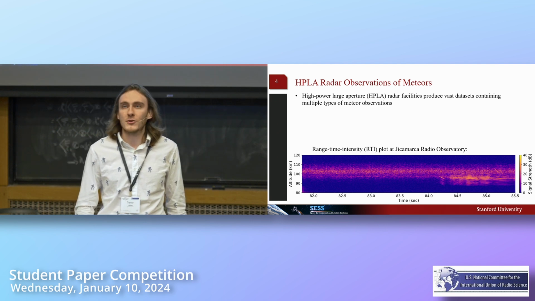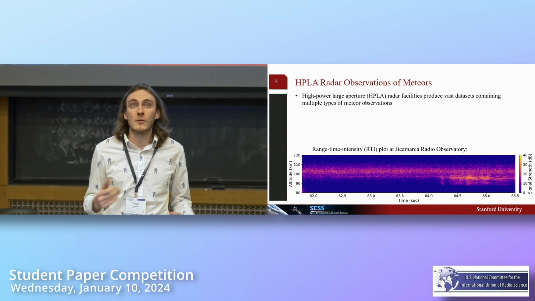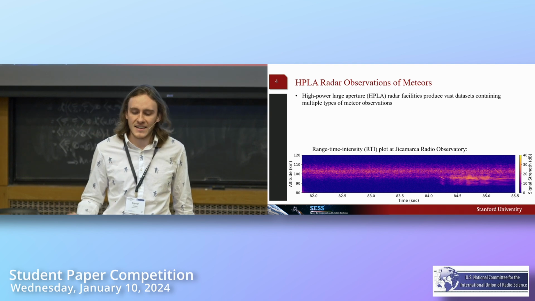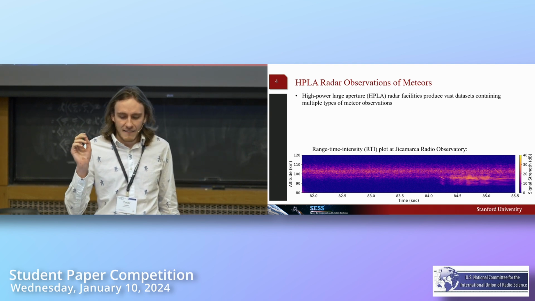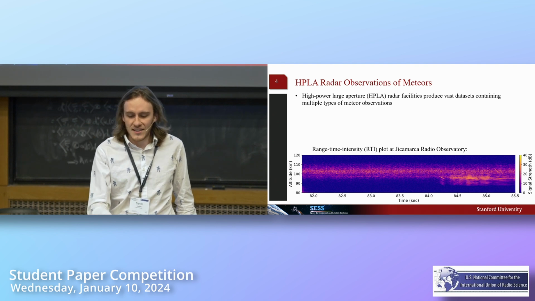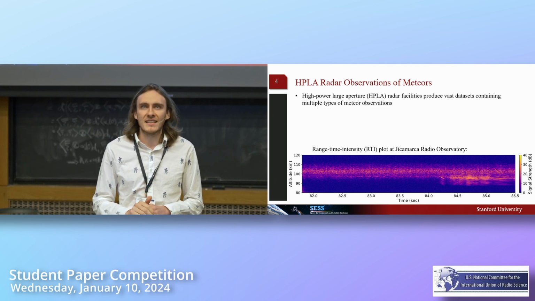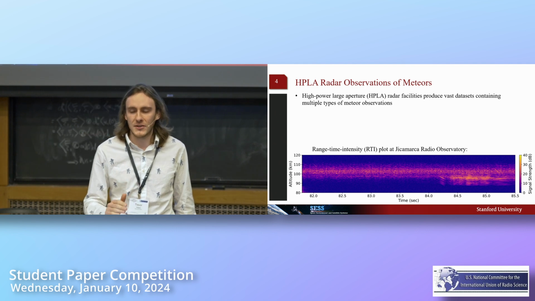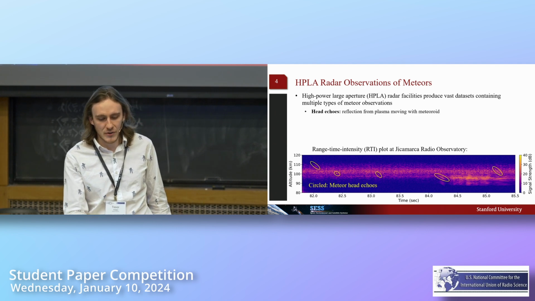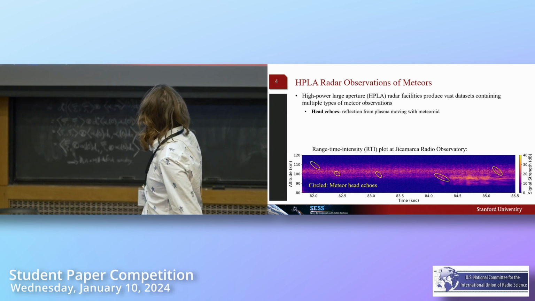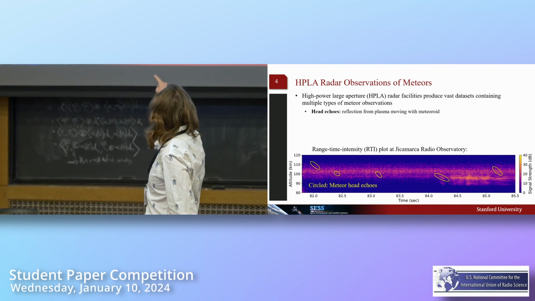So high-power large aperture radar facilities generate terabytes of data. Vast data sets like this diagram here is just a few seconds of data. And so this is an RTI plot. On the x-axis is time, and then on the y-axis is altitude. And the meteor head echoes are these streaks that you can see circled. One of them is more obvious here, but then some of these other ones really blend in with some of the background phenomena.